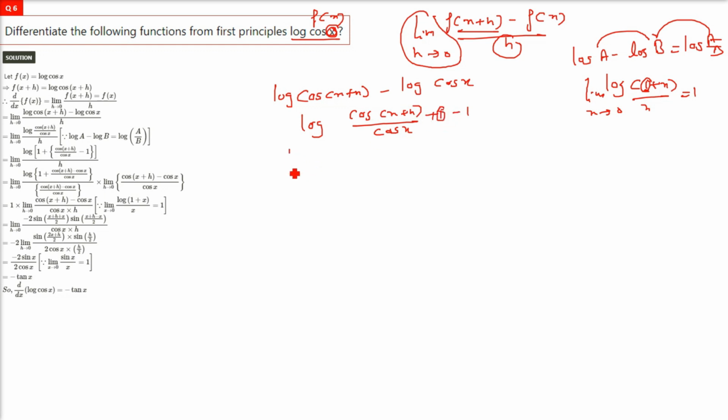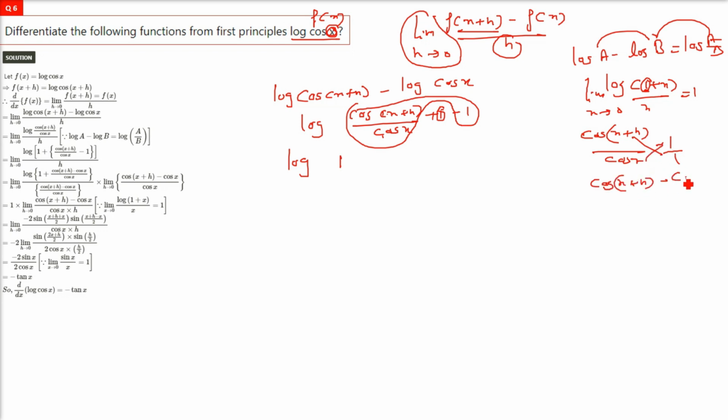So 1, just keep it aside like this, log 1. And the other part, which is cos(x plus h) by cos x minus 1. Let us solve it in a different place. So this is cos(x plus h) minus cos x divided by cos x. Alright. So now this whole you can keep it here. Now writing this will take some time, so I just use a symbol y in place of all this content. So log(1 plus y).